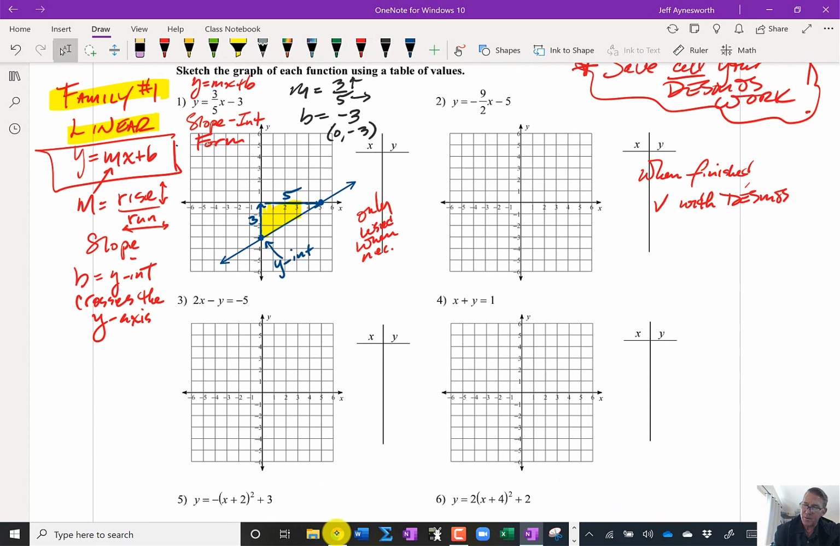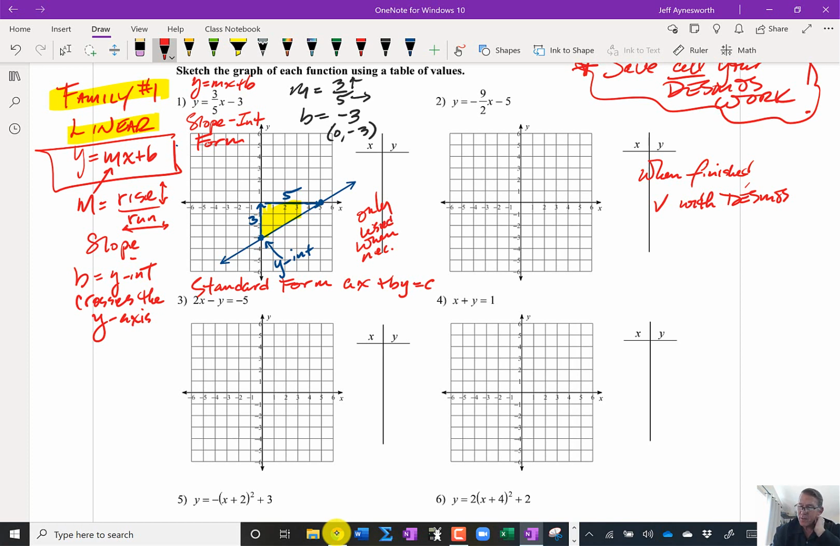Now standard form is different. Notice that y is not isolated. The standard form is a times x plus b times y equals c. There's standard form. And note y is not isolated. So there's different ways to graph this. It's totally up to you how you graph it. Some people just use intercepts and use the intercept method.